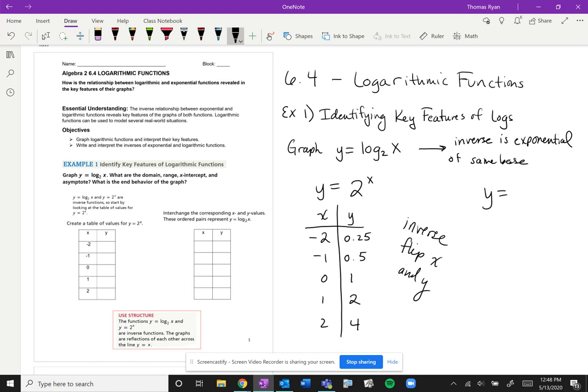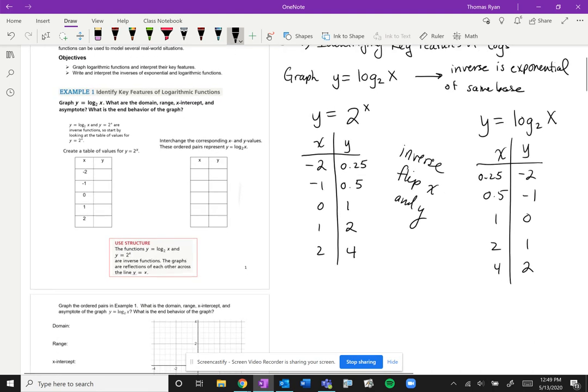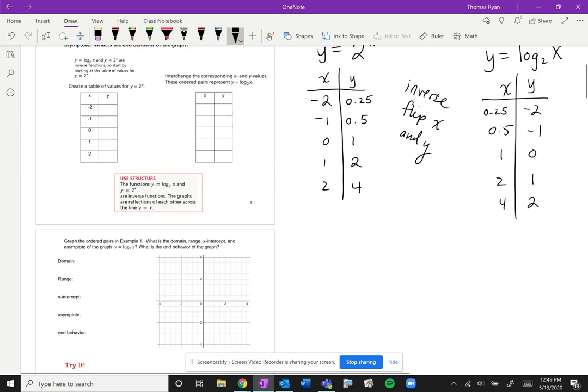So it makes the table of log base 2 of x really, really simple to create. So we just flip: 0.25, -2; 0.5, -1; 1, 0; 2, 1; and 4, 2. So a lot of times, thinking about things in terms of exponentials can really help us create a table because it's super easy. Then you just flip them. So let's see what that actually looks like on a graph here.